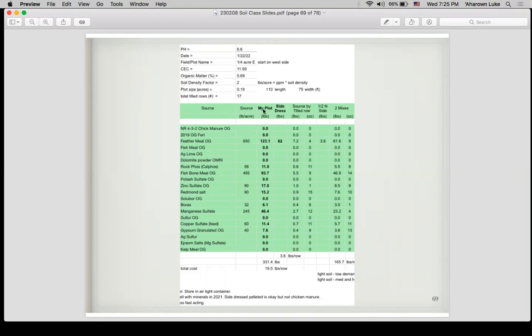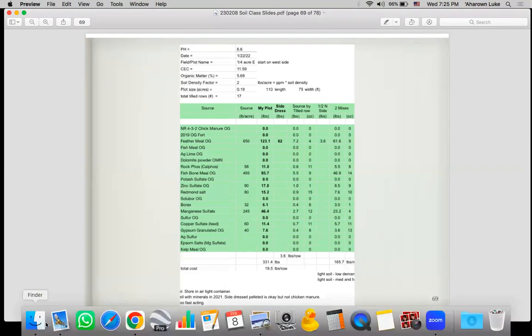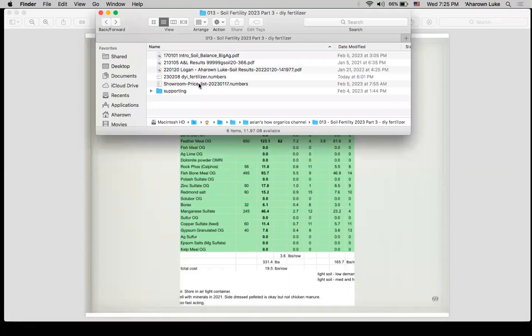And then I work it down to, I'm not doing a full acre, I'm doing 0.19 of an acre. My rows were long last year and I had 75 feet wide. So I'm getting it down to, I actually needed to purchase 330 pounds of fertilizer. So this is ideal, right? 331. So let's look at the spreadsheet now.